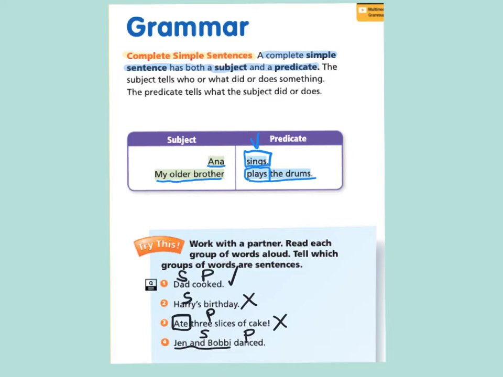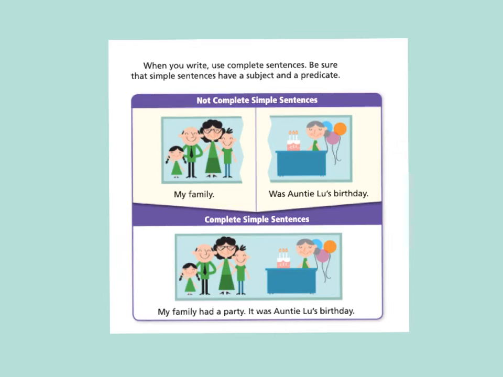So these are very, very simple sentences though. I know you guys can add more detail, but this is just showing you that for your sentence to be a complete sentence, it needs to have a subject and a predicate. And remember, our predicate always starts with a verb. Let's look at the next page.